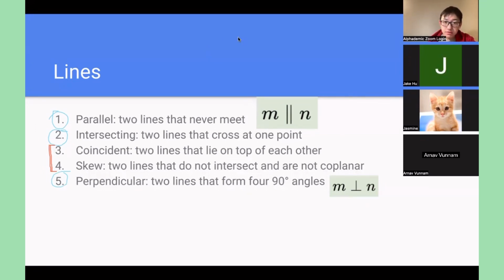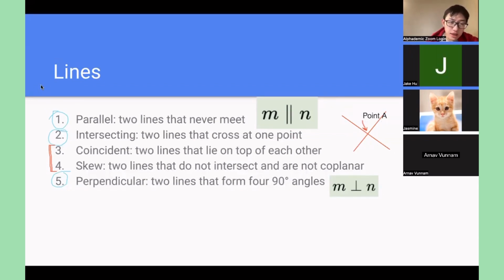Oh, okay. What is the difference between intersecting and coincident? Let's just draw on the board right there. So intersecting means, let me draw it real quick. This is what two intersecting lines would look like, right? They would meet at exactly this one point. Let's just call that point A, right?